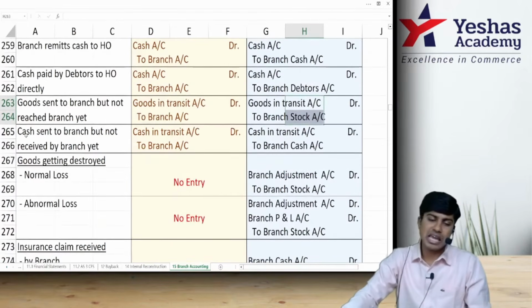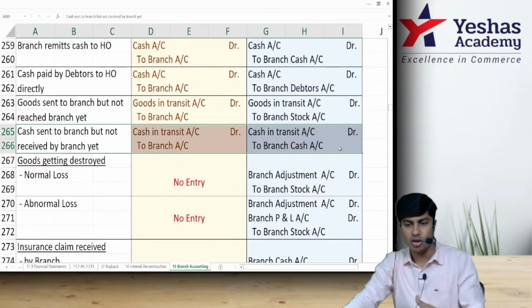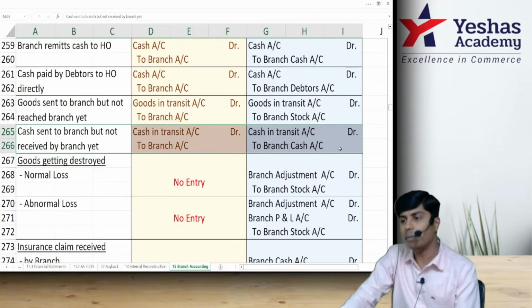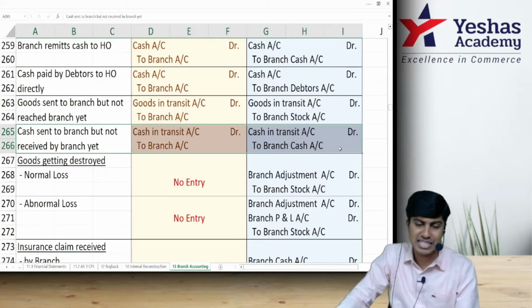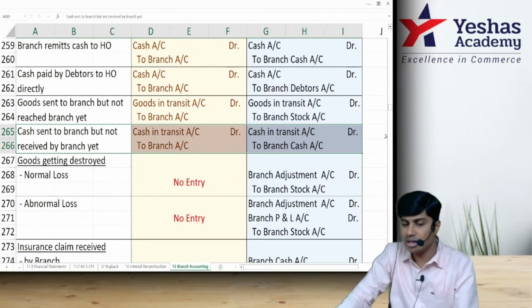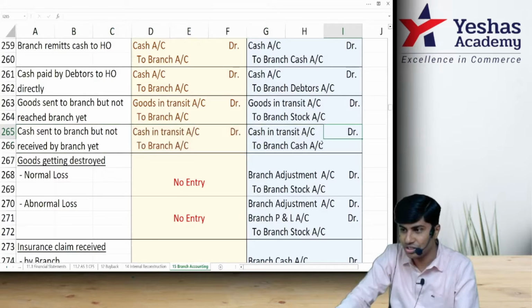Next, the same thing can happen with cash. Cash is sent by head office, not received by branch. In the branch debtors account, it will be written as cash in transit to branch. Or you can write cash in transit to branch cash.